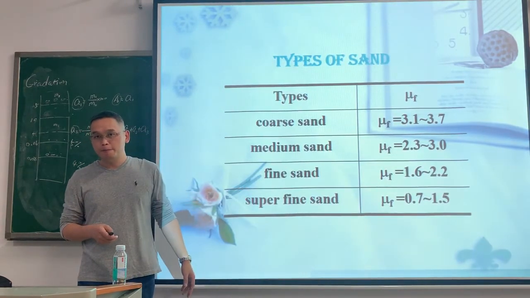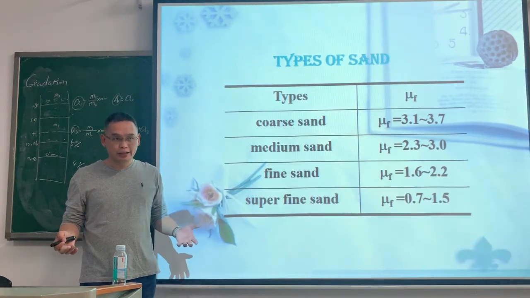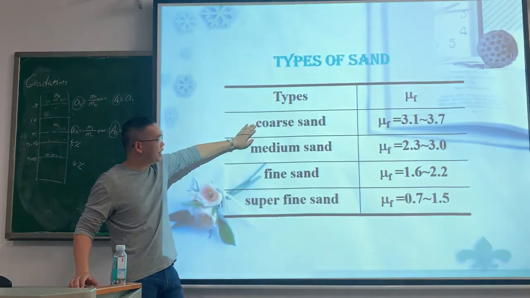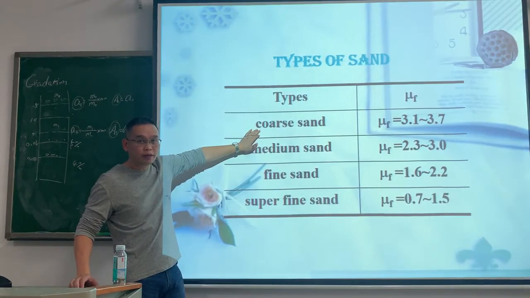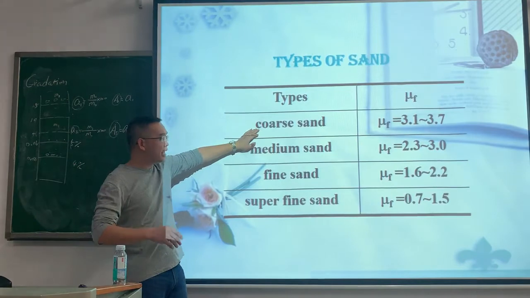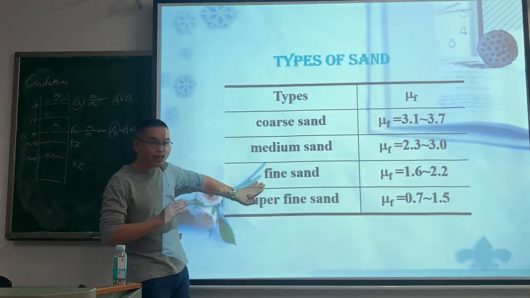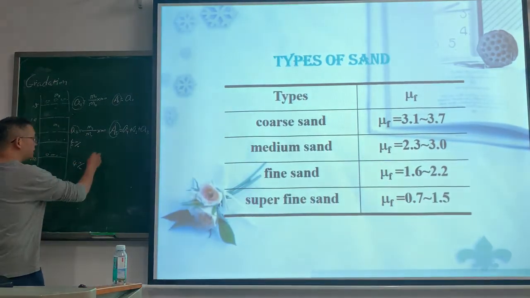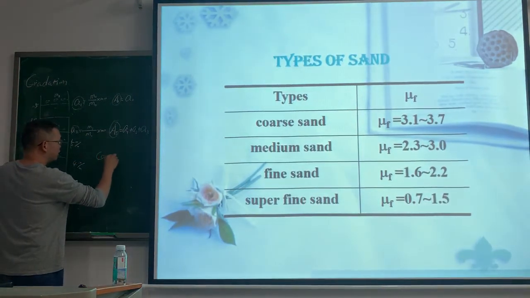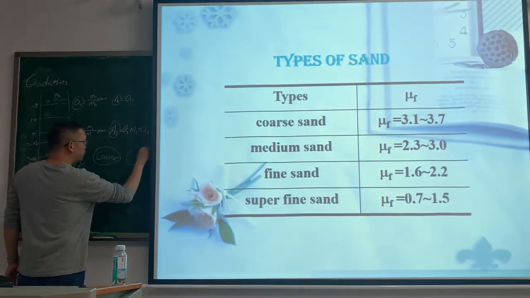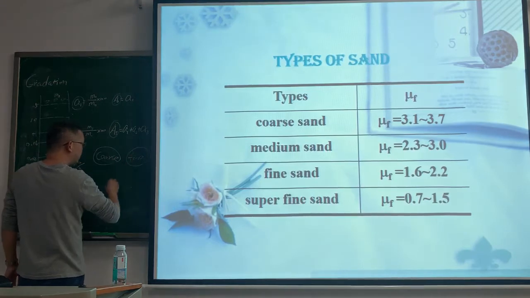And then if we use different kinds of aggregate for the concrete, what are the influences? For example, if I select this coarse sand to produce cement concrete, and then I choose another, fine sand. This is the coarse sand, and this is the fine sand for the concrete.